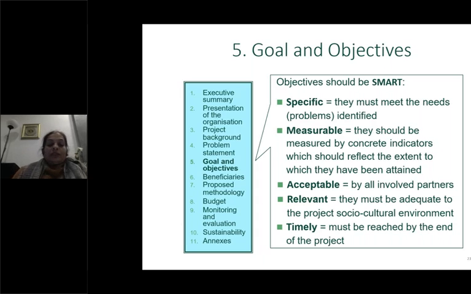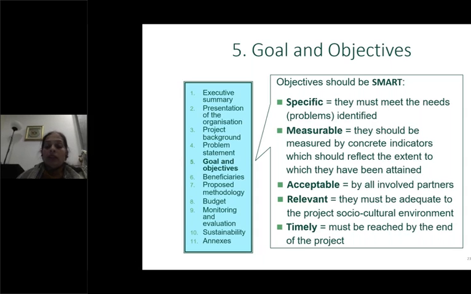Okay. So these are more specific. That means the problem which you have identified, they should be pertaining to those. They should be measurable, because 99% of the time, especially if you approach an international funding agency, or a funding agency which is giving you a bigger project, they always ask for the measurable. Like, if you have proposed this, how are you going to measure how much you have achieved?